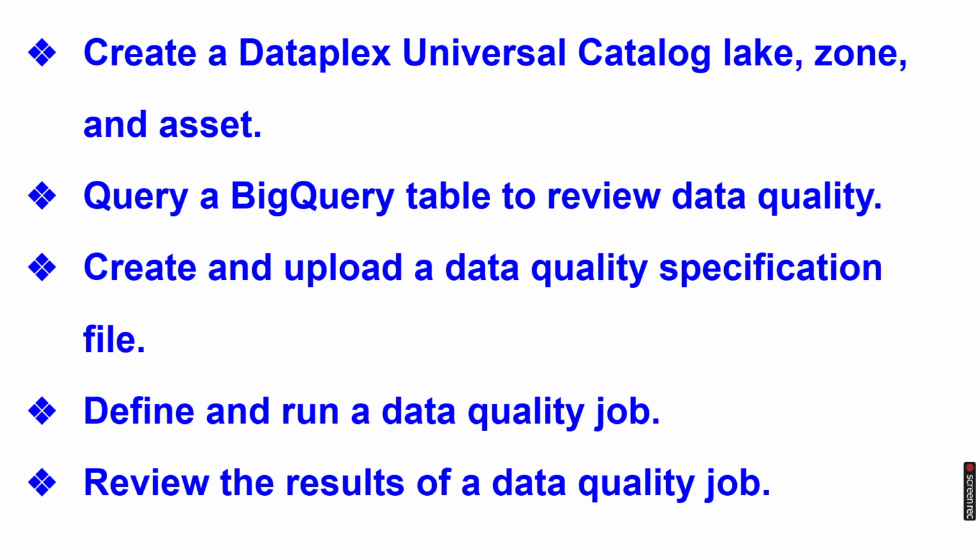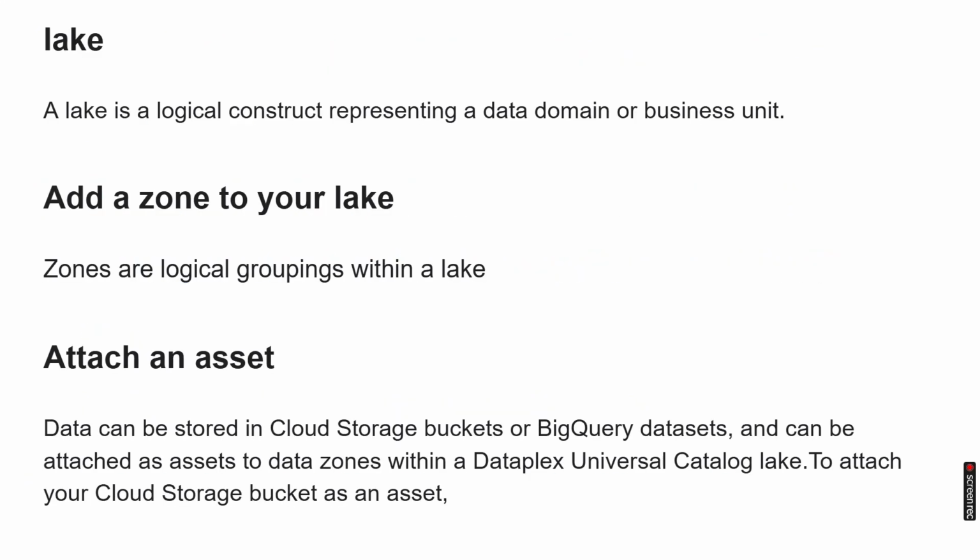Second, we are going to query a BigQuery table to review the data quality. Then we are going to upload a data quality specification file, which is a YAML file, to our Cloud Storage bucket, GCS. Then we are going to define and run a data quality job. Finally, we are going to review the results of the data quality job. These are the steps we are going to cover. If you are still unable to follow, not a problem, we are going to see it in detail.